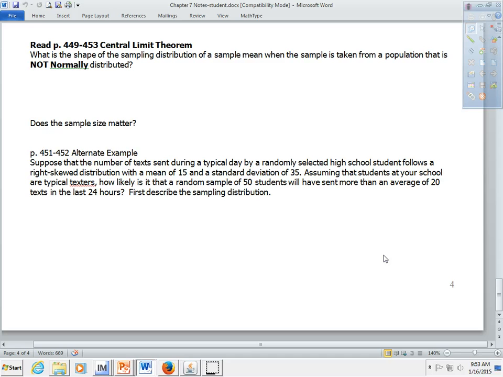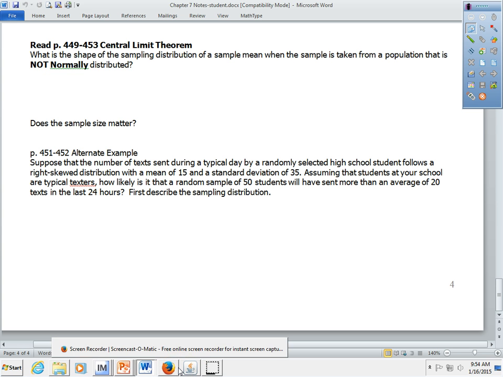We talked last night about the sampling distribution of sample means when we were sampling from a normal population distribution. So some population that is deemed to be approximately normal, and we discovered that the shape of the sampling distribution of sample means was approximately normal as well.